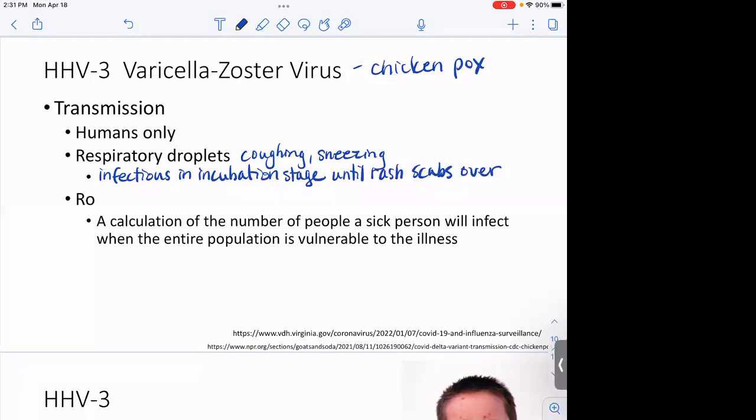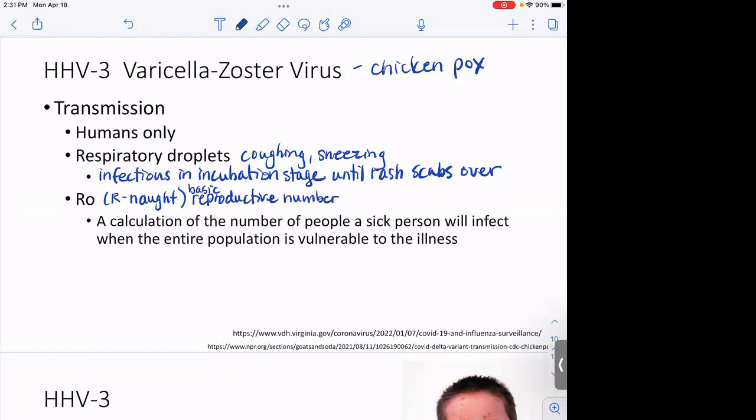And I thought this was a good time to just talk about something called R0. We pronounce this R-naught, and this stands for the reproductive rate, or the basic reproductive number.